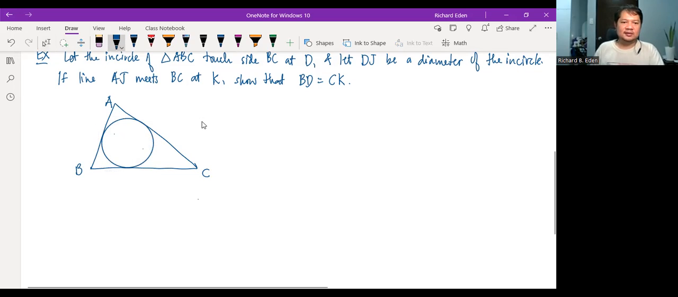Okay, so this is D. And J, diameter of the incircle. Now the radius is going to be here, perpendicular to BC at D, because D is the point of tangency. So the diameter would be the continuation. So this would be J. Medyo baliko ng DJ, but okay.